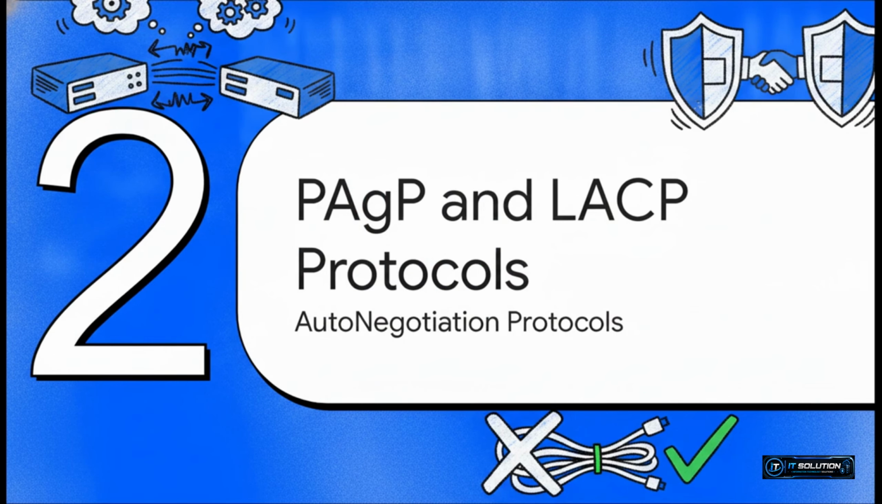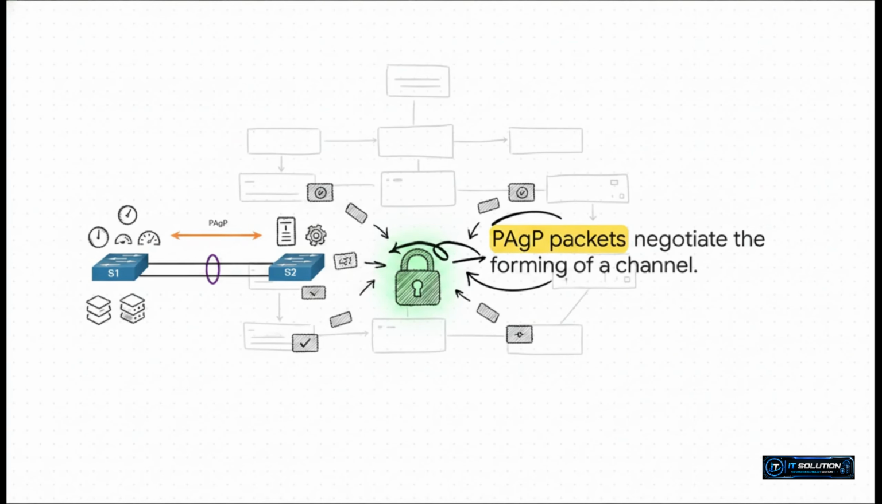Moving on to part 2, let's talk about the rules of engagement. PAgP and LACP, our auto-negotiation protocols. Because let's face it, you can't just plug these things in and hope for the best. Before the channel even forms and starts moving your data, the switches have to talk it out using auto-negotiation protocols. They fire specific packets back and forth across those physical links just to double-check that configurations like speed, duplex, and VLANs match perfectly on both sides. If they don't see eye to eye, the channel simply won't form, which is actually a great safeguard against network errors.